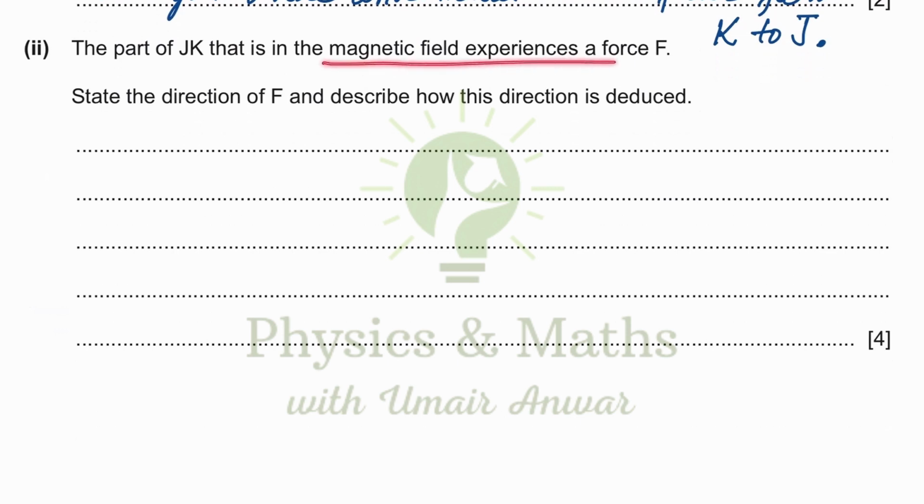This is what we call the motor effect: whenever a current carrying wire or conductor is placed in a magnetic field, a force acts on the conductor because of the interaction of both magnetic fields. State the direction of F and describe how this direction is deduced.